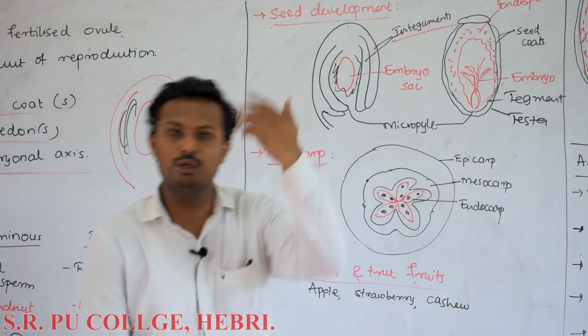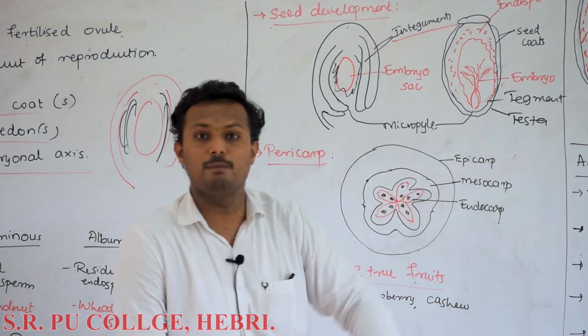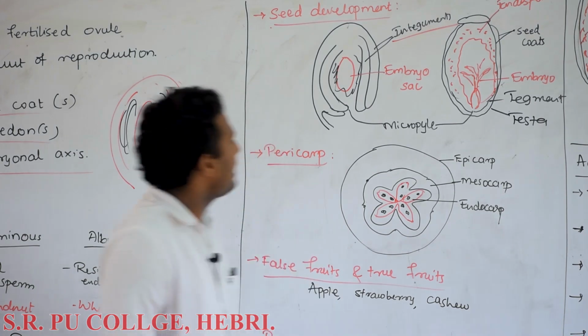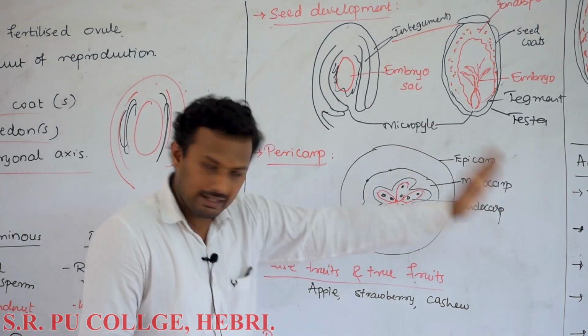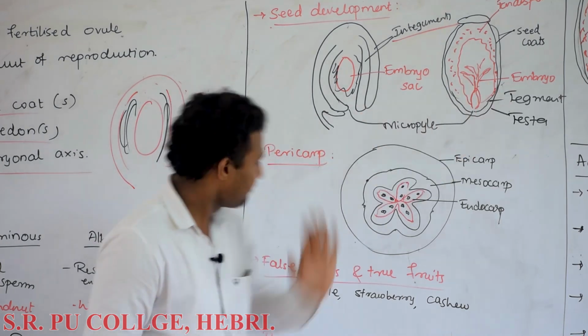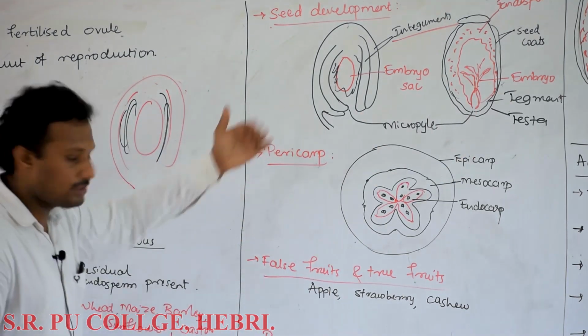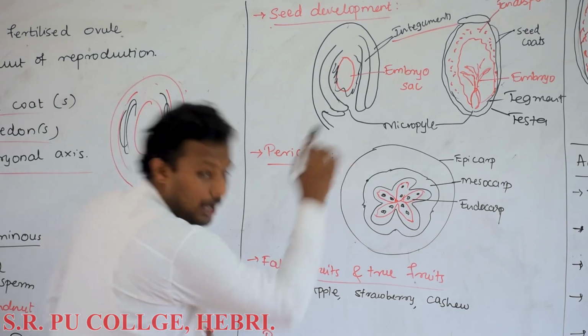The embryo sprouts through that small pore called the micropyle. So like this, the micropyle will still remain even after the complete development into the seed. Now let's go to the next topic, pericarp.